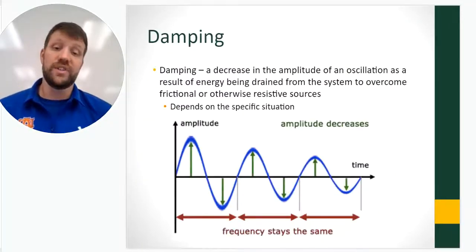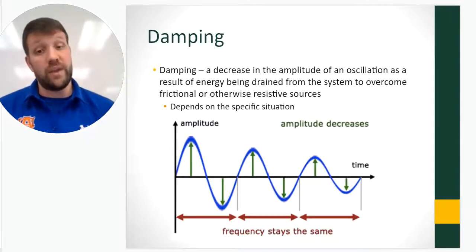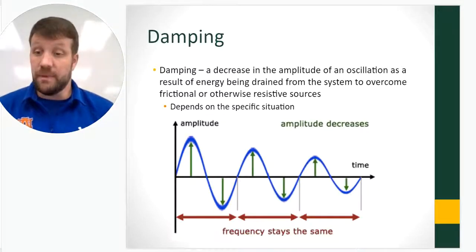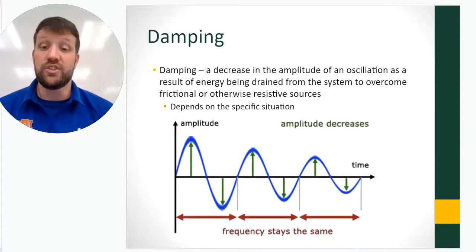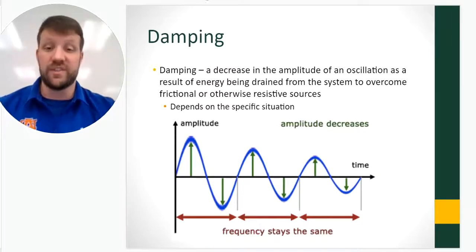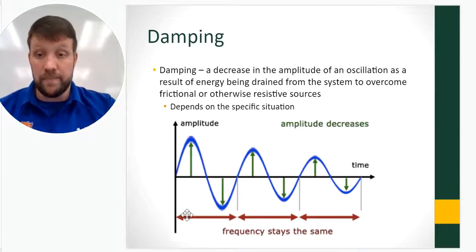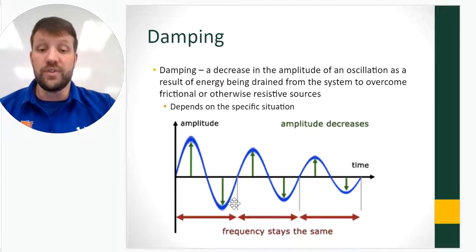Now, damping forces. If there were forces present that we weren't ignoring, they could take away some of the energy. As a pendulum is damped, as it's slowed down, as friction takes over, as air resistance takes over, you see how, while the frequency stays the same, the amplitude is going to go down, okay?